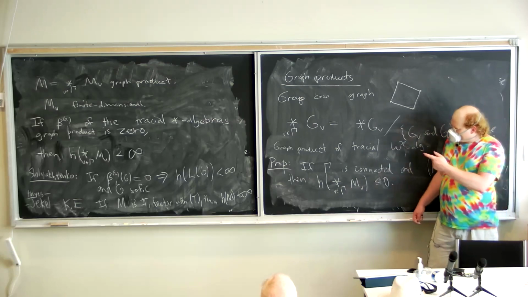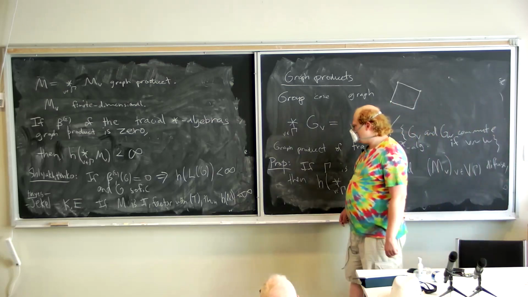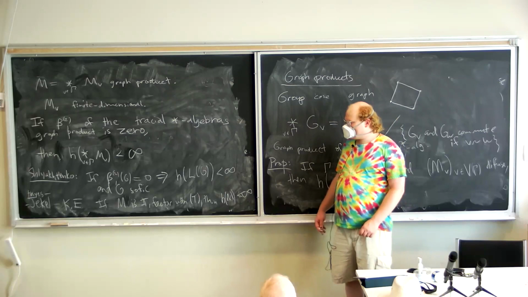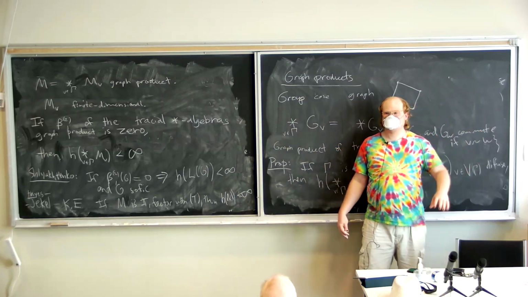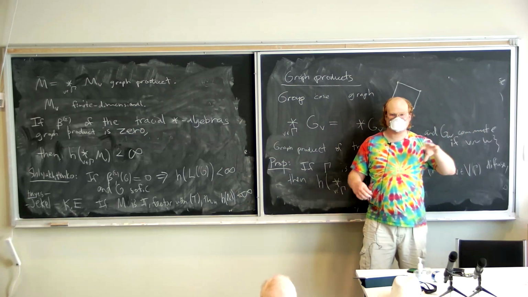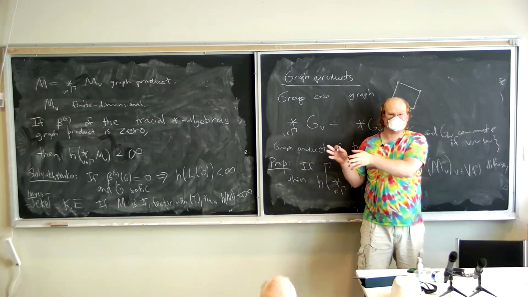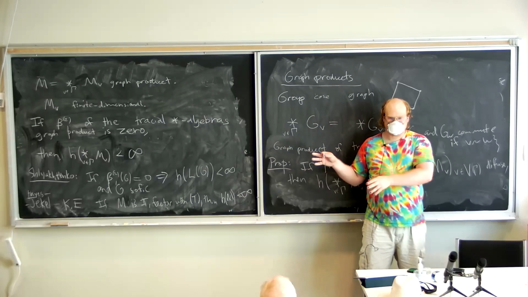Now, in a sense, the overarching plot is that things where the H is infinite cannot be decomposed and built out of things where the H is finite using any of these operations.